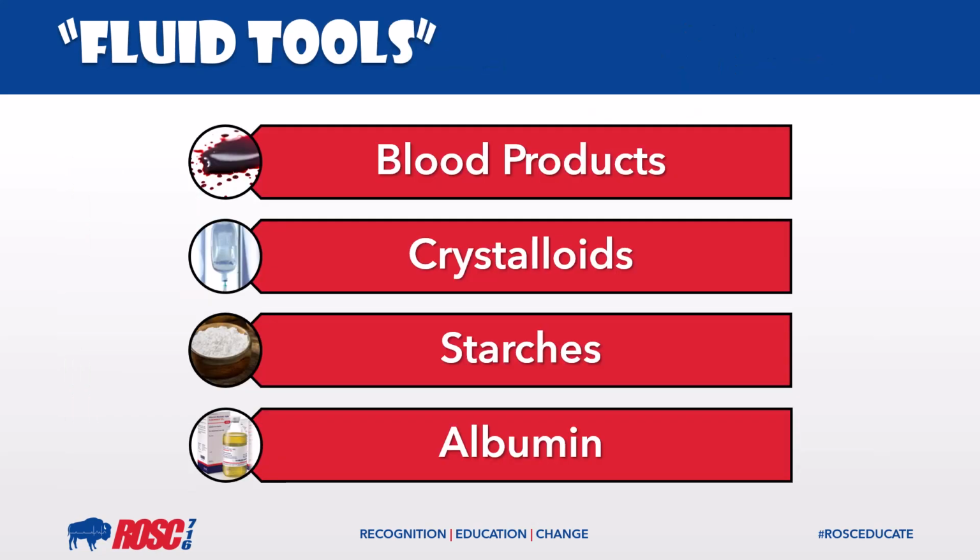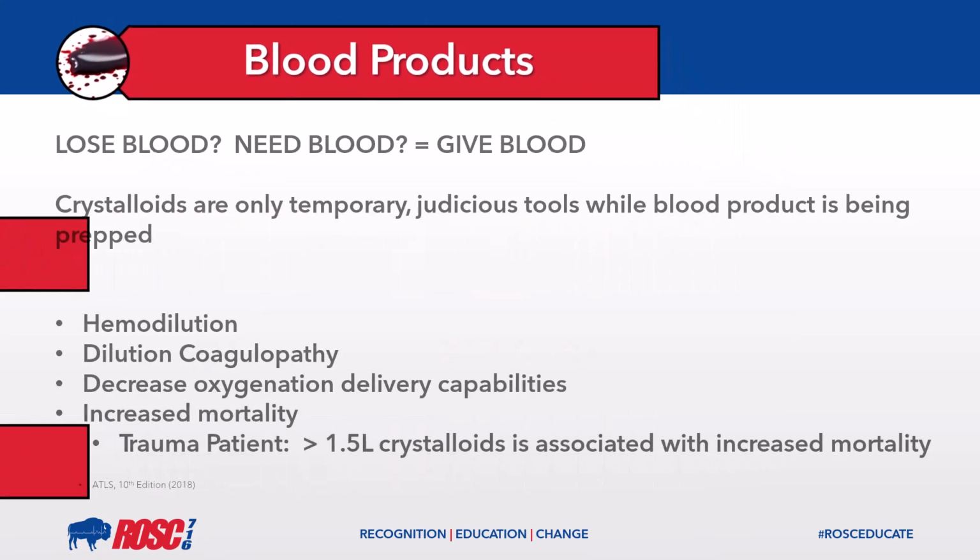Let's lighten things up a bit here and start talking about the fun stuff, the tools of our trade when it comes to fluid resuscitation. So what are the tools of our trade? We have blood products, crystalloids, starches, and albumin. Let's take some time to individually explore some of these treatment options. First, let's start with blood products.